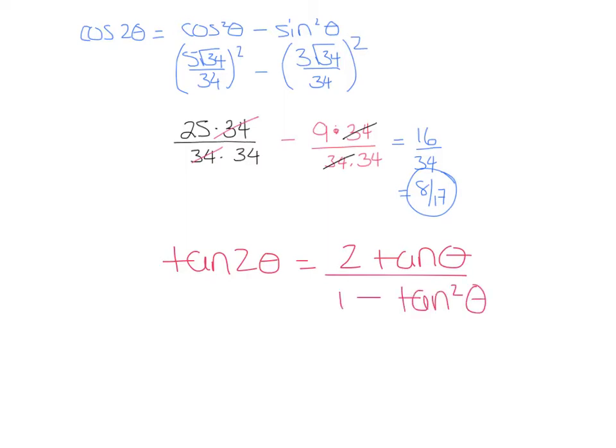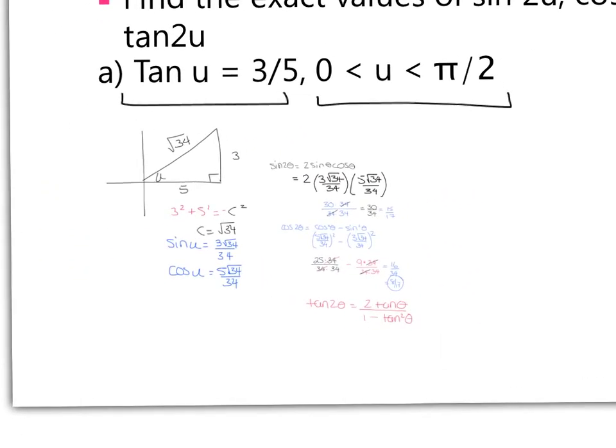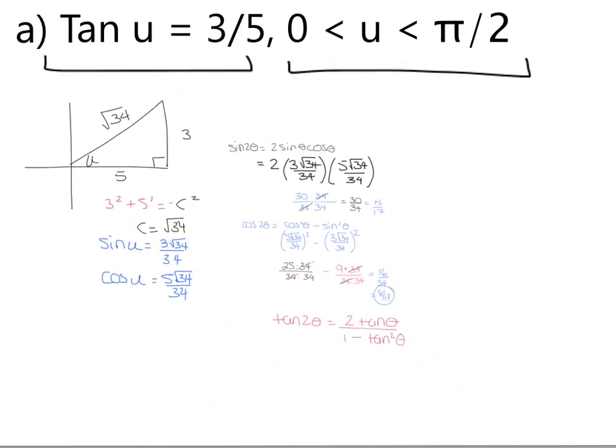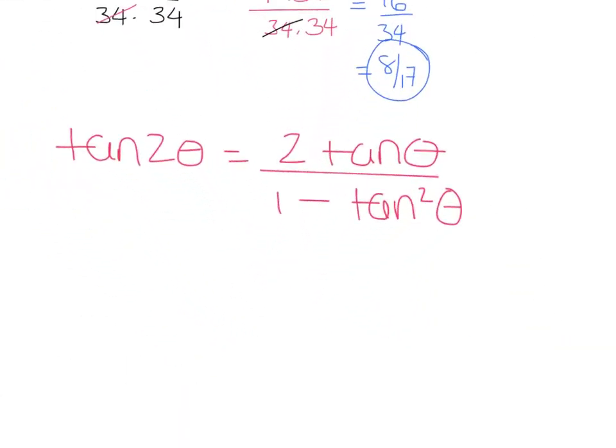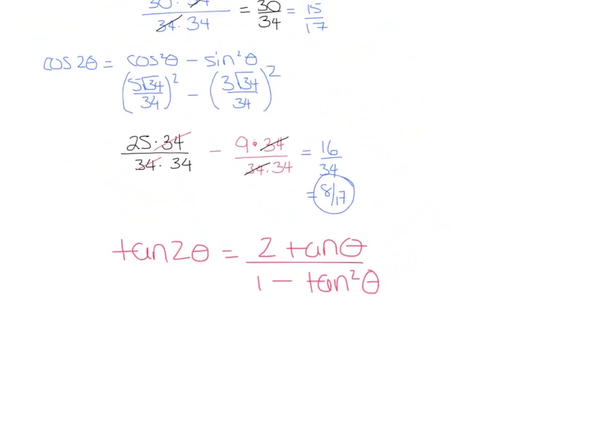And tan is given to us. However, I want a shortcut. Yes, you can use this formula. Go ahead, substitute tangent as 3 over 5 here, and you're going to carry out 2 times 3 over 5 over 1 minus 3 over 5 squared. Simplify all that. But I want to go a little bit faster than that.